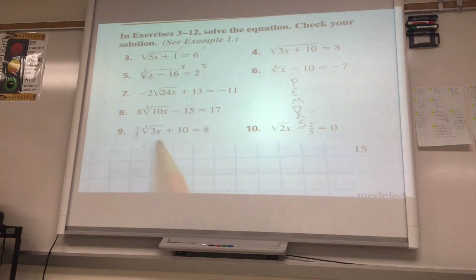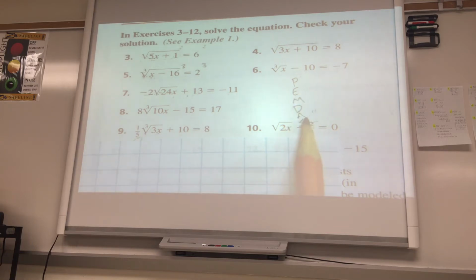9. I like 9 because it's a cube root and it's got this fraction in the front, which tends to kind of scare people, but there's nothing scary about it. It's the same order of operations. So again, my objective, get that radical down by itself. But first I got to get rid of this 1/5 and that plus 10. In order to do that, order of operations backward, I'm going to get rid of that plus 10 first.